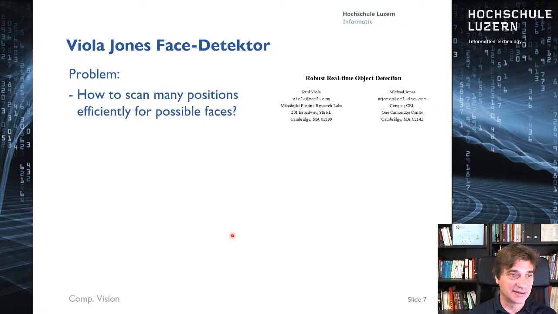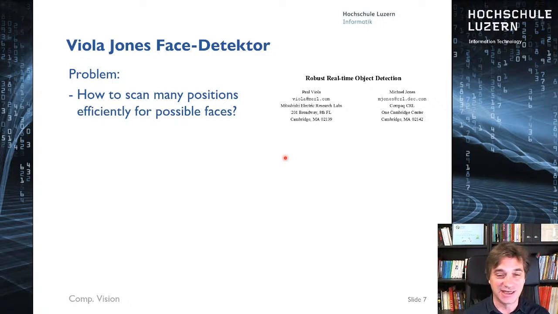So then in, I think it was like 2000 something, Viola and Jones, both from Cambridge, from Merle, famous research lab, came up with their detector. And one of the main problems they had to deal with is how to scan many positions efficiently for the faces. So now we cannot just recognize in the image, okay, there is a face or there is no face. We have to detect them all and see where they are.